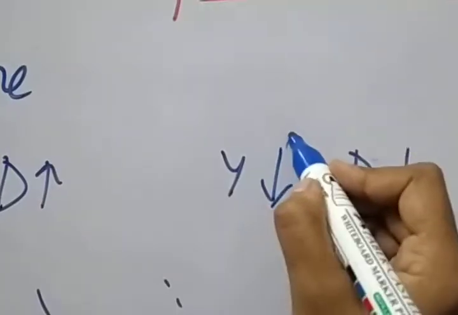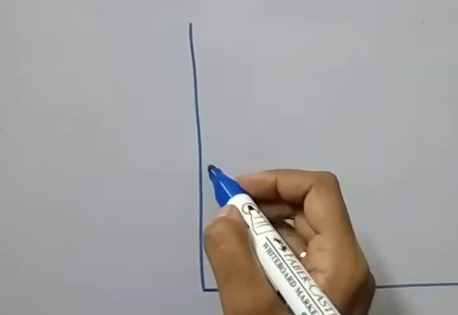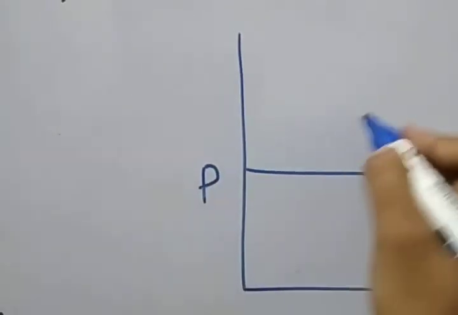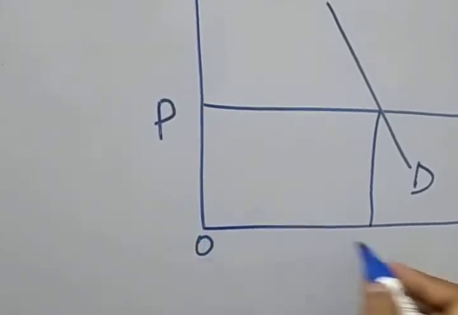Similarly, if your income decreases, the demand for the commodity will also reduce. How can we show it in the diagram? Same thing: the price of the commodity is constant, the initial demand curve is D, and the initial quantity is OQ.